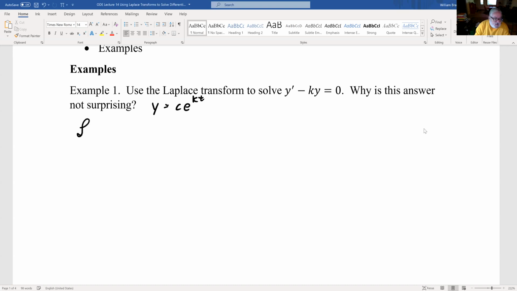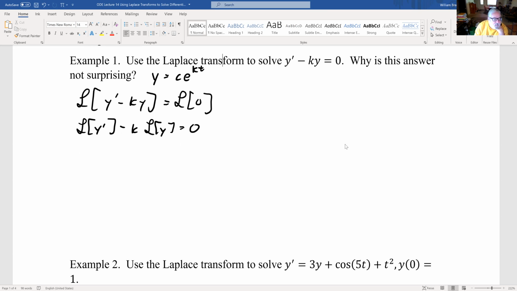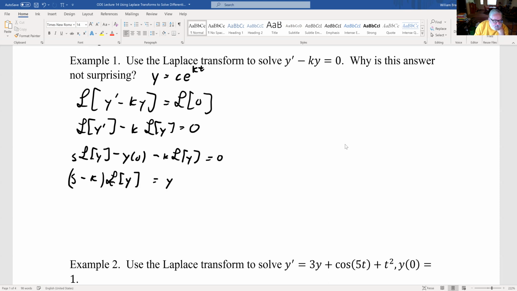Well, we take the Laplace transforms of both sides. And we use the linearity of these things. And the Laplace transform of 0 is just 0. So what's the Laplace transform of a derivative? It's s times the Laplace transform of the function minus y of 0 minus k Laplace transform of y equals 0. So we'll gather our Laplace transform terms, s minus k times the Laplace transform of y equals y0. Laplace transform of y equals y0 over s minus k.